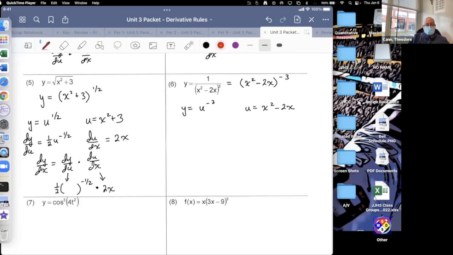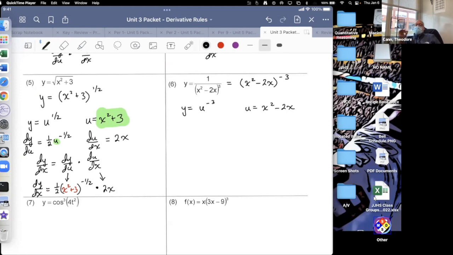but to save a step, we say, all right, well, we know that the u really is x squared plus 3, so that's what I'm going to do. I'm going to replace the u along the way with an x squared plus 3. And that'll be my dy dx. And that's my derivative. All right.